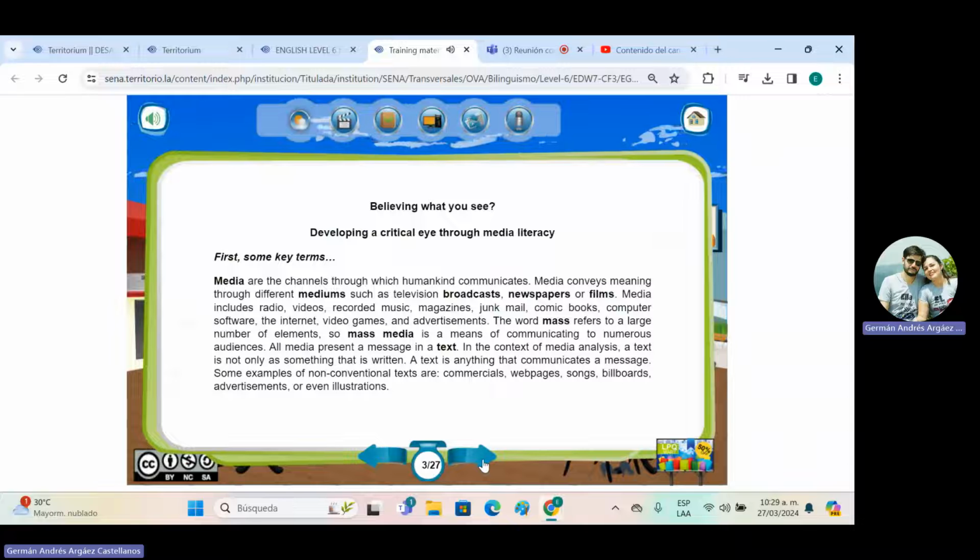The word mass refers to a large number of elements, so mass media is a means of communicating to numerous audiences. All media present a message in a text. In the context of media analysis, a text is not only something that is written. A text is anything that communicates a message. Some examples of non-conventional texts are commercials, web pages, songs, billboards, advertisements, or even illustrations.